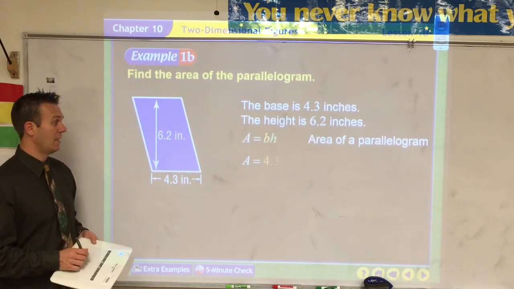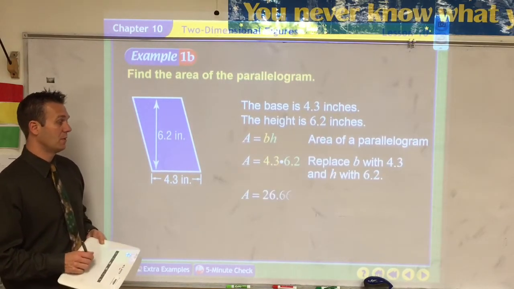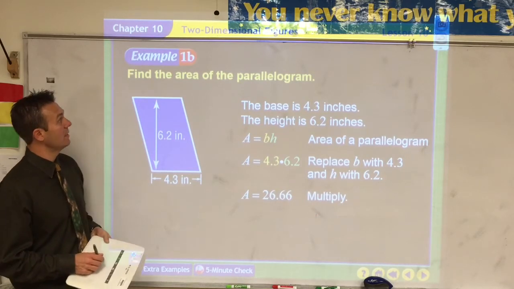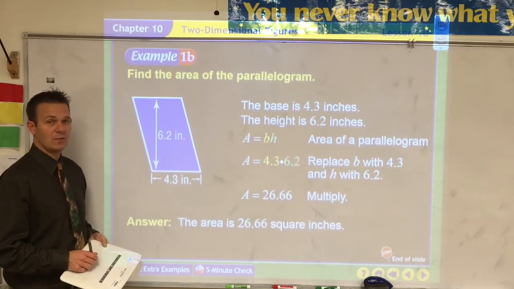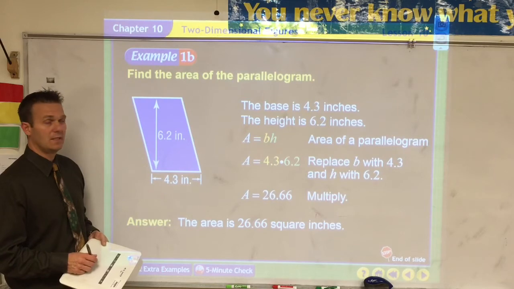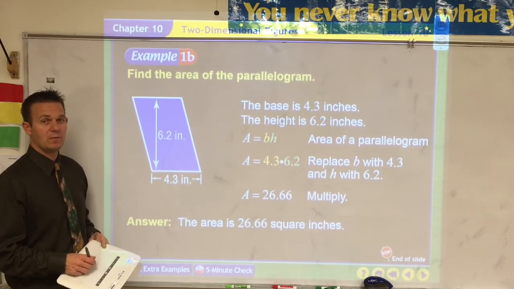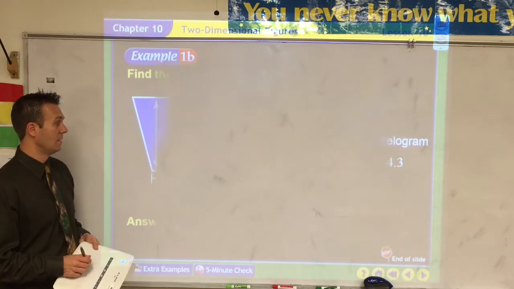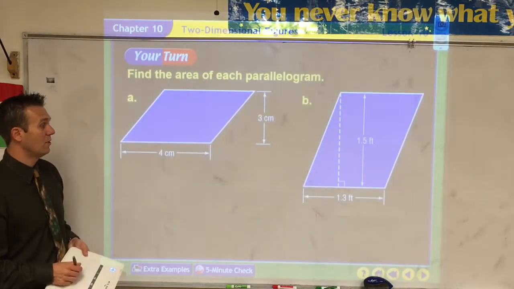Area equals base times height. We multiply the two numbers together and get 26.66, and that would be square meters. So that's the area of a parallelogram, which is very similar to the area of a rectangle. Same kind of formula. Now it's your turn.